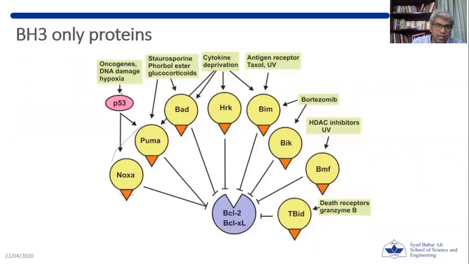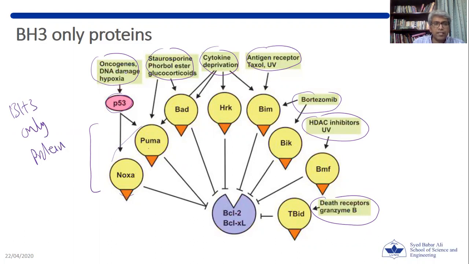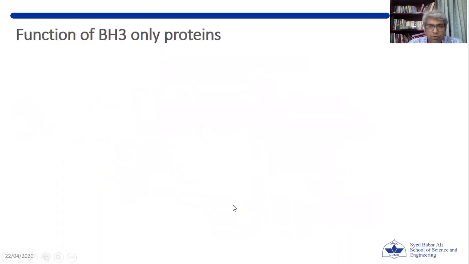Similarly, these are the BH3-only members. PUMA and NOXA, we know they can be activated by P53. This slide shows you different stimuli that can activate apoptosis by increasing the concentrations of these BH3-only proteins. For example, any DNA damage will increase the concentration of P53. P53 is a transcription factor, and PUMA and NOXA are the transcriptional targets of P53. And all of these inhibit the BCL2 family of pro-survival proteins.